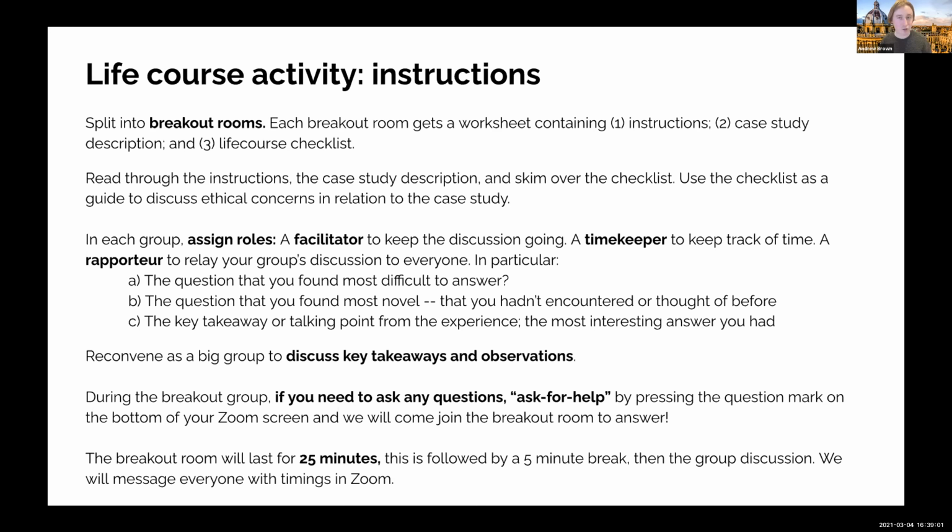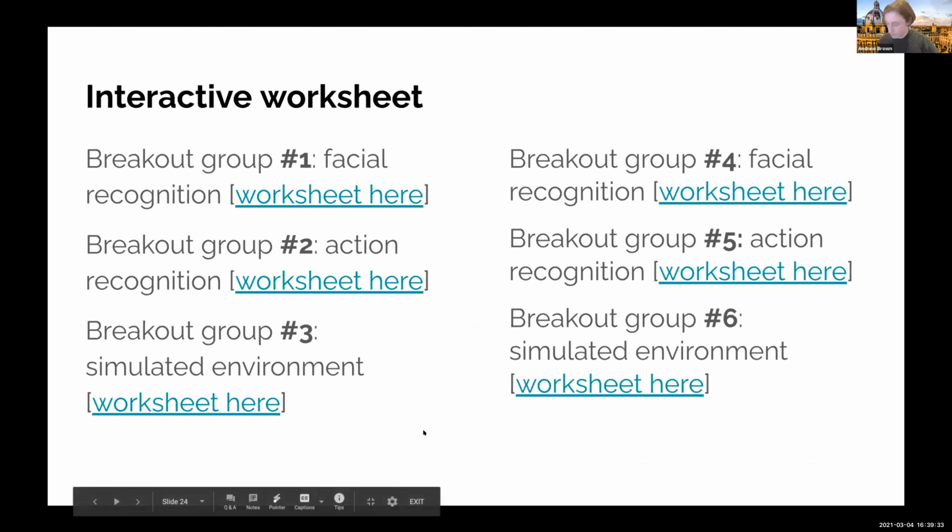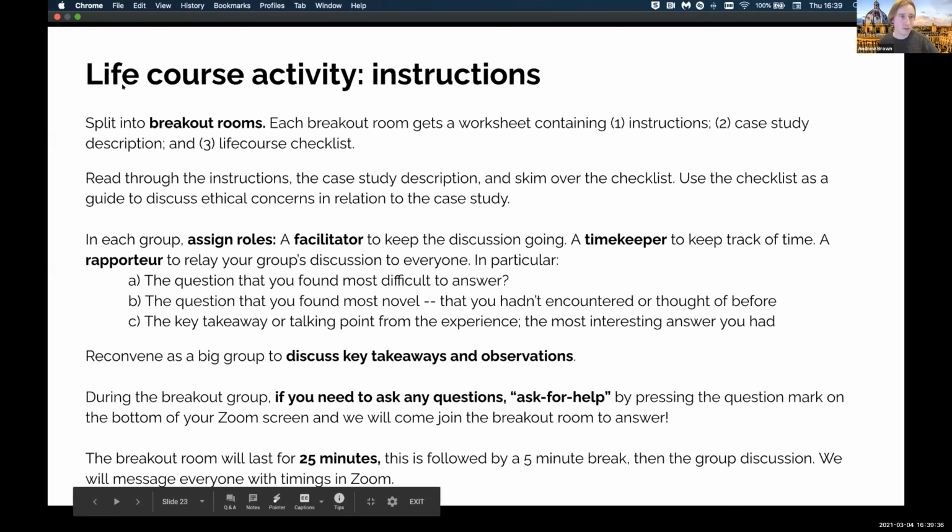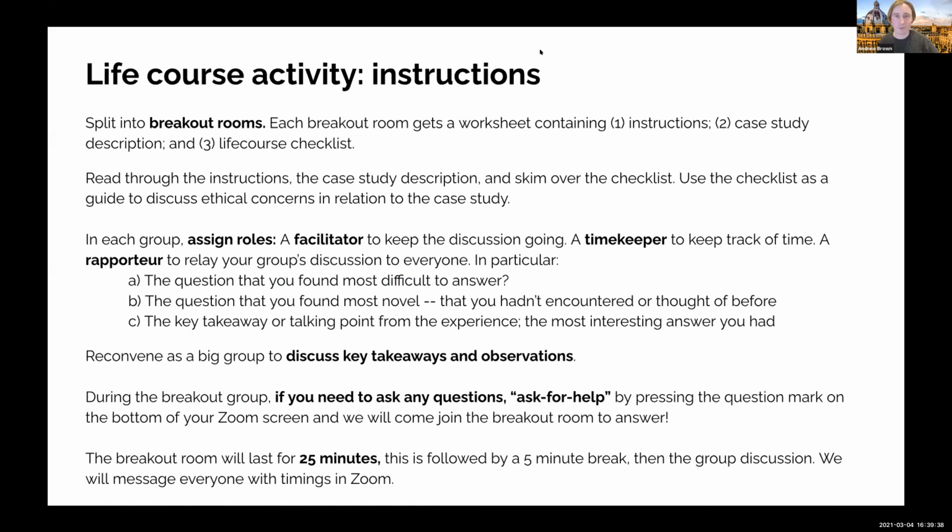During the breakout group, if you have any questions about the case study, what you're supposed to be doing, anything, you can ask us for help by pressing the question mark on the bottom of the Zoom screen, and one of us will drop into the breakout room and answer any questions that you might have. The breakout room will last for roughly 25 minutes, and this is followed by another 5-minute break. And then after that, we have the big group discussion. We'll message all of the different breakout rooms with timings of when it's coming to an end, and so on. So I'm now going to stop sharing my screen, and we will go into the different breakout rooms.